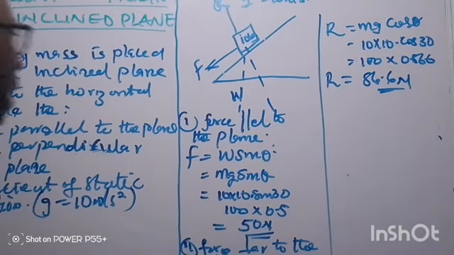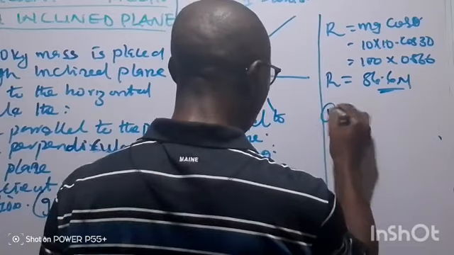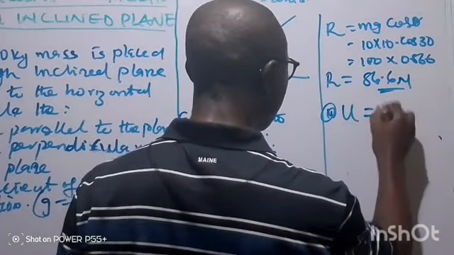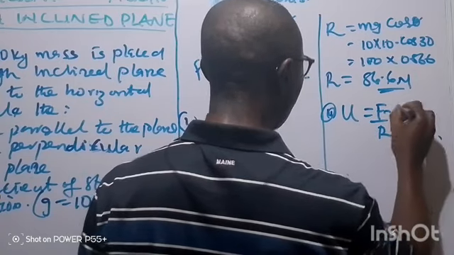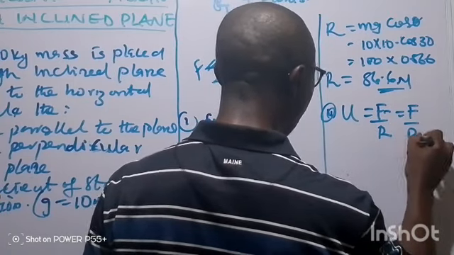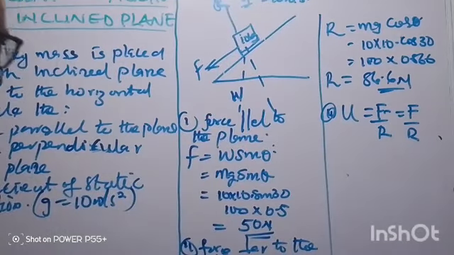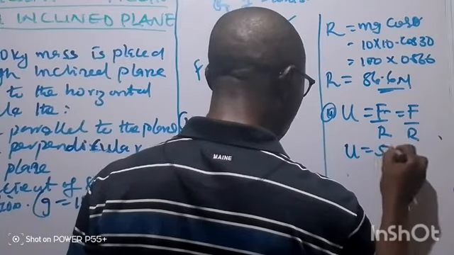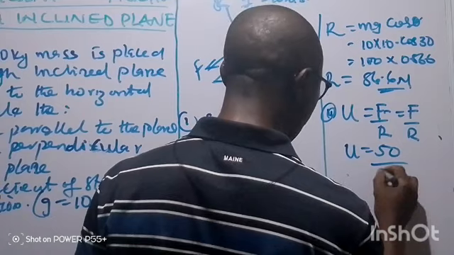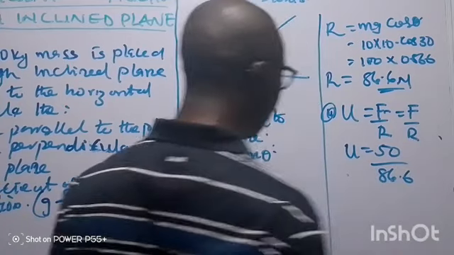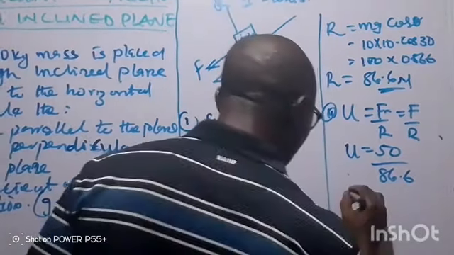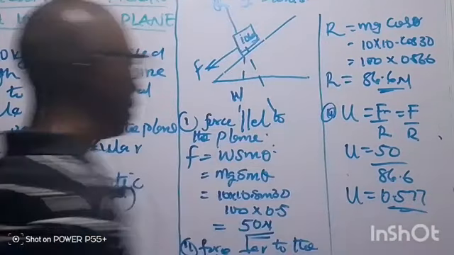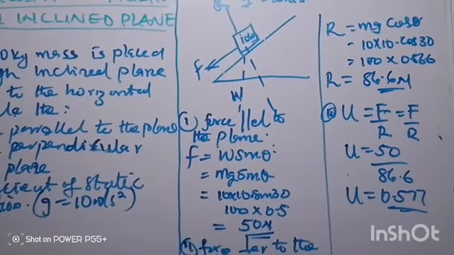The last question asks us to calculate the coefficient of static friction. And don't forget, mu, which is the coefficient of static friction, as we said the other time, is equal to Fr over R, which is equal to F over R. And our F here, which is force parallel to the plane, is 50. That is 50 divided by 86.6. Now, mu is equal to 0.577. That's the solution to example 2.